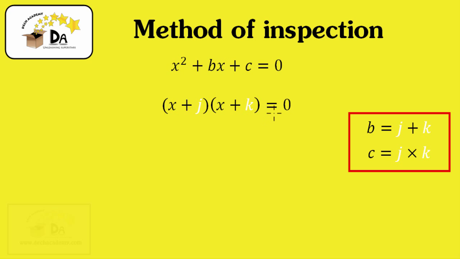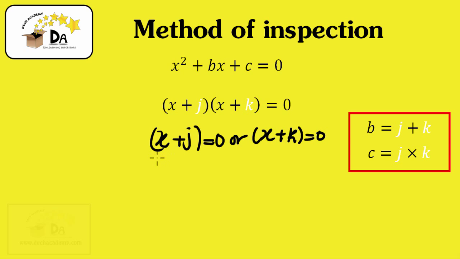And for an equation of this form, the method of inspection allows you to rewrite the equation like this: just the product of 2 terms, x plus j and x plus k. And from this line, you can write that x plus j is equal to 0, or x plus k is equal to 0. When x plus j is equal to 0, x is equal to minus j. And when x plus k is equal to 0, x is equal to minus k.